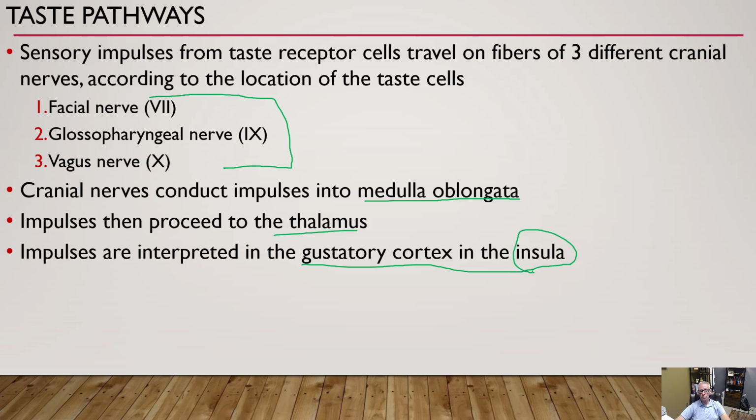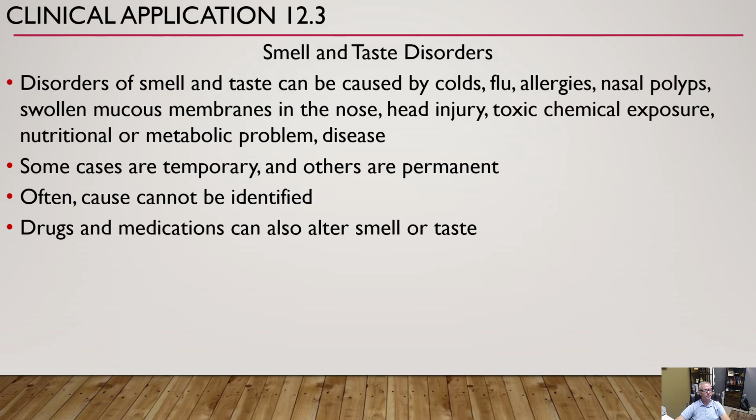We have a gustatory cortex. Gustatory just means to taste. Now we can alter our sense of taste. If you have a cold, flu, allergies, it will alter our sense of taste. Nasal polyps, remember our sense of taste and smell are very interrelated. 75 to 80% of our sense of taste and smell are interrelated. So anything that alters our sense of smell will alter our sense of taste. Nose injury, head injuries, chemical exposure, nutrition, medical problems, disease.